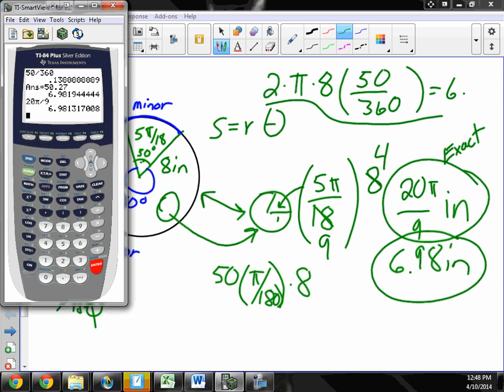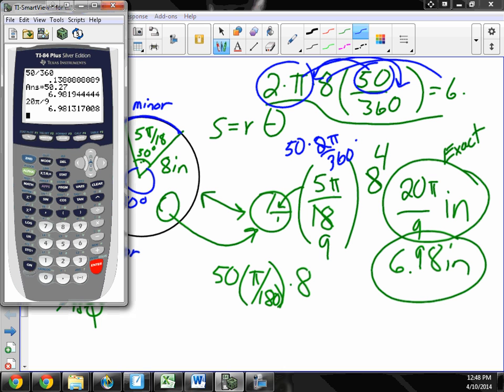Well, look at this top equation. Let's just move some things around. Let's move the 2 and the pi over here. And let's move the 50 in front of there. And I get 50 times, well, we'll move the 8 to the other side, times 2 pi over 360 times 8. Well, 2 pi over 360 is also pi over 180. And notice, those are the same.